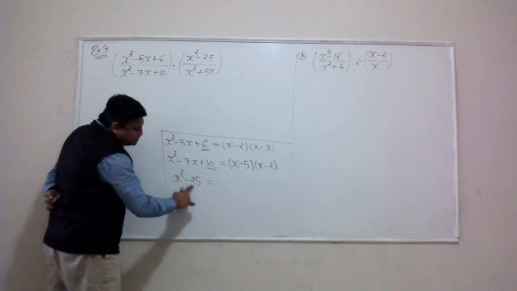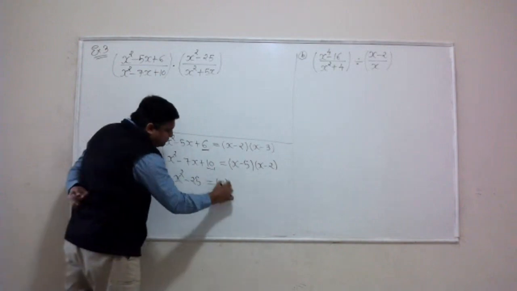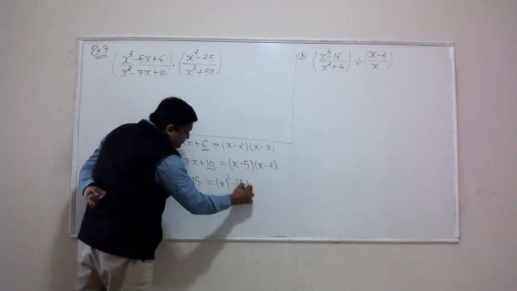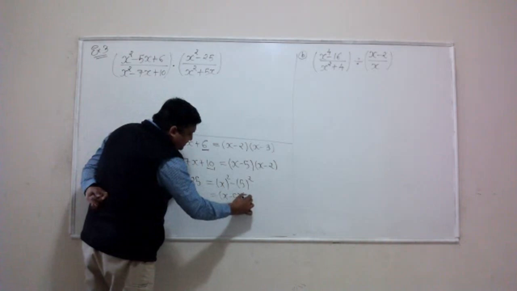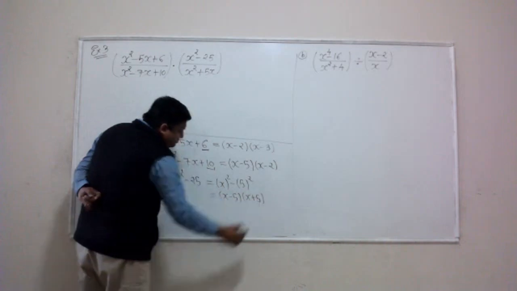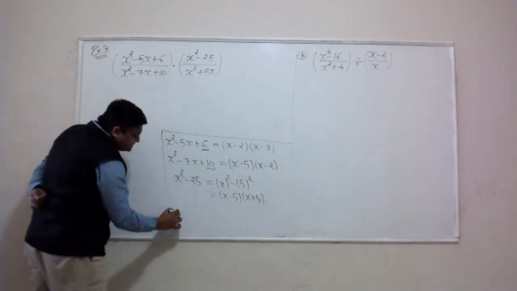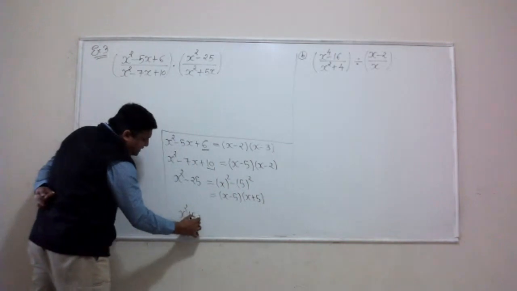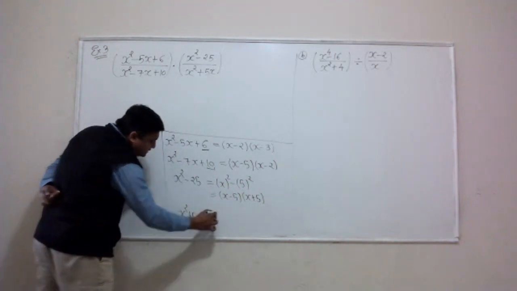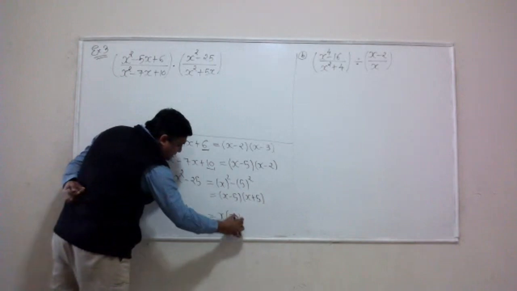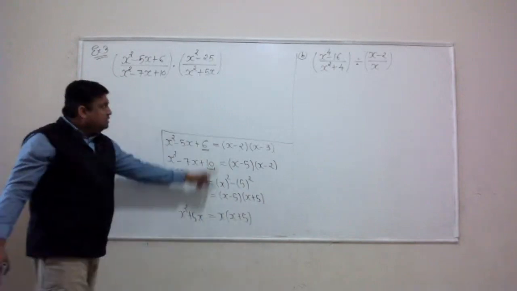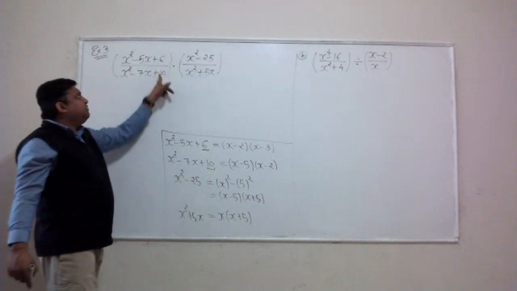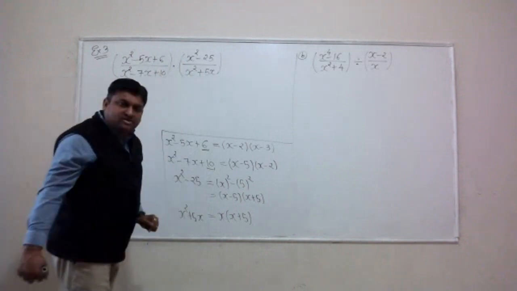Looks like this is a difference of two squares. x square minus 5 square. x minus 5, x plus 5. And then x square plus 5x. This has got only two terms. Look for the greatest common factor, pull it out, and done. I got the factorization of all these four polynomials.